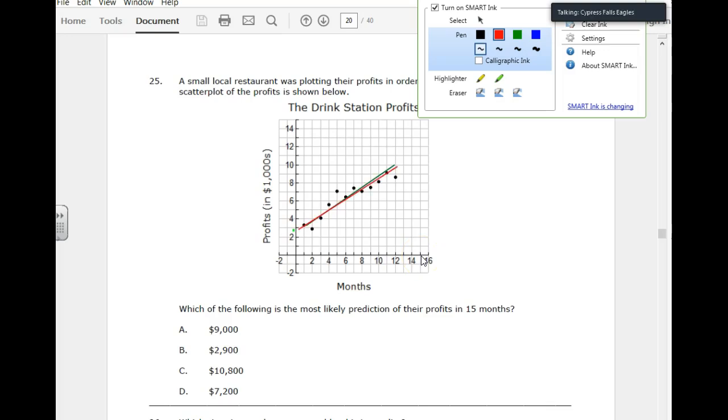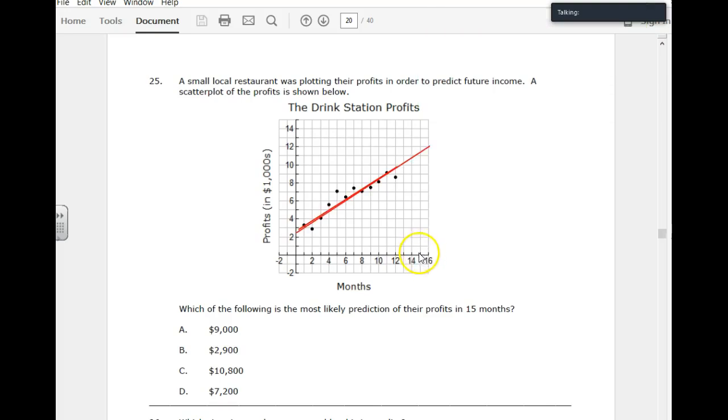Can you extend it a little bit more? You got to go further, guys. 15 months. There we go. 15 months, you just go up and over. So we're landing between 10 and 12. There is only one answer, even remotely close to between 10 and 12. So the answer was C.